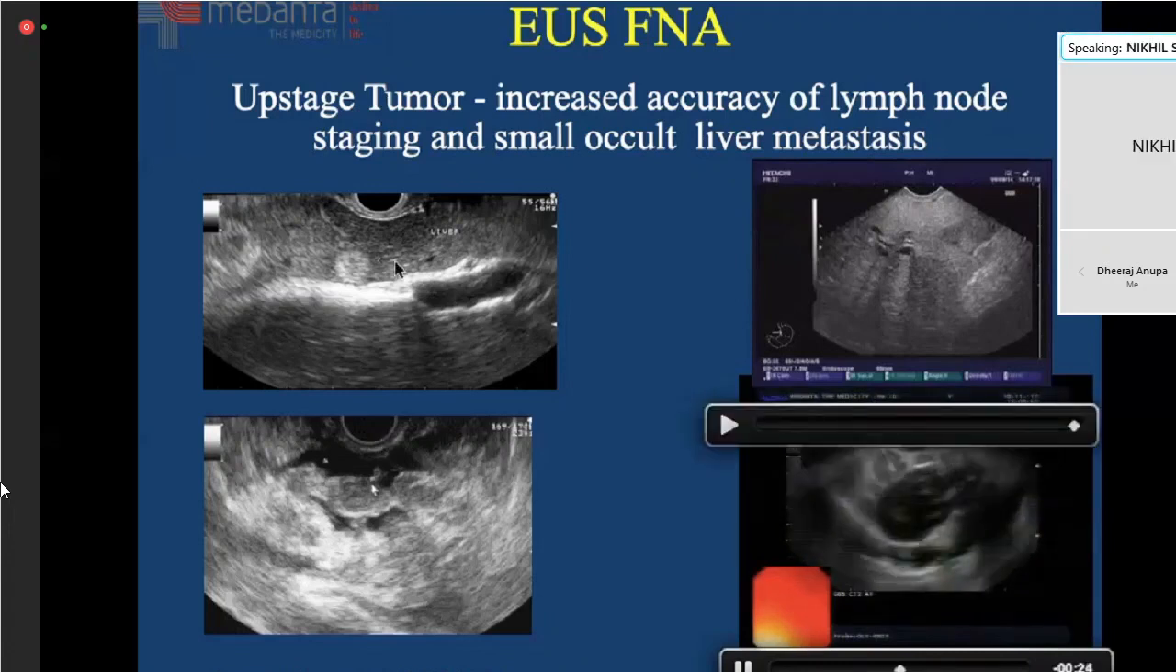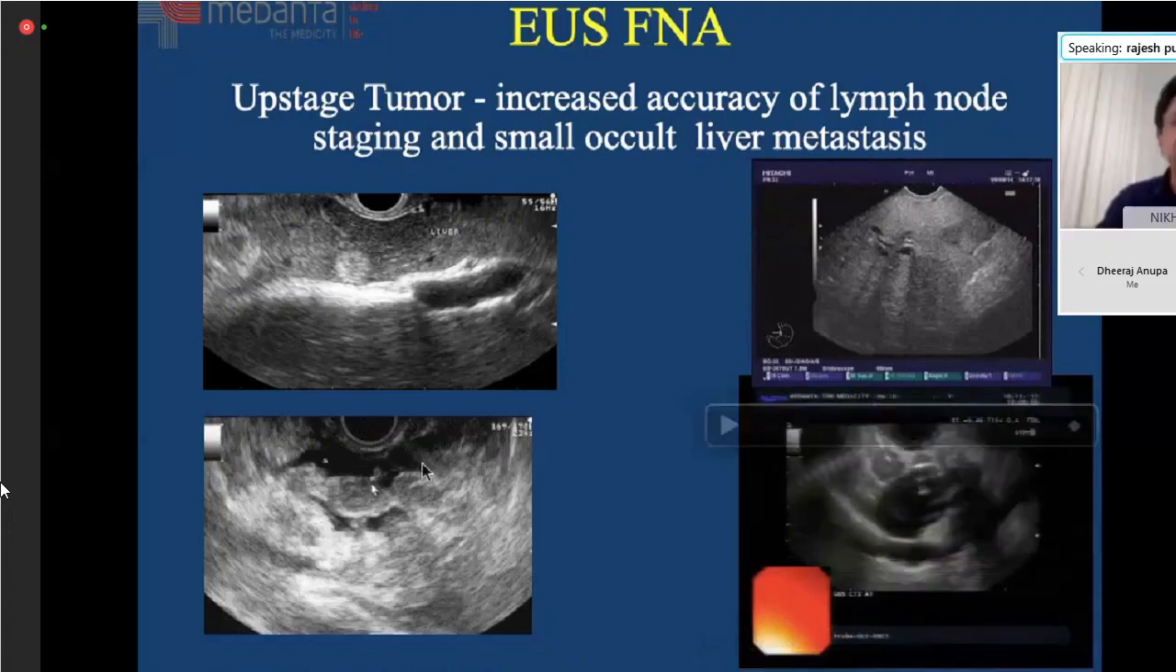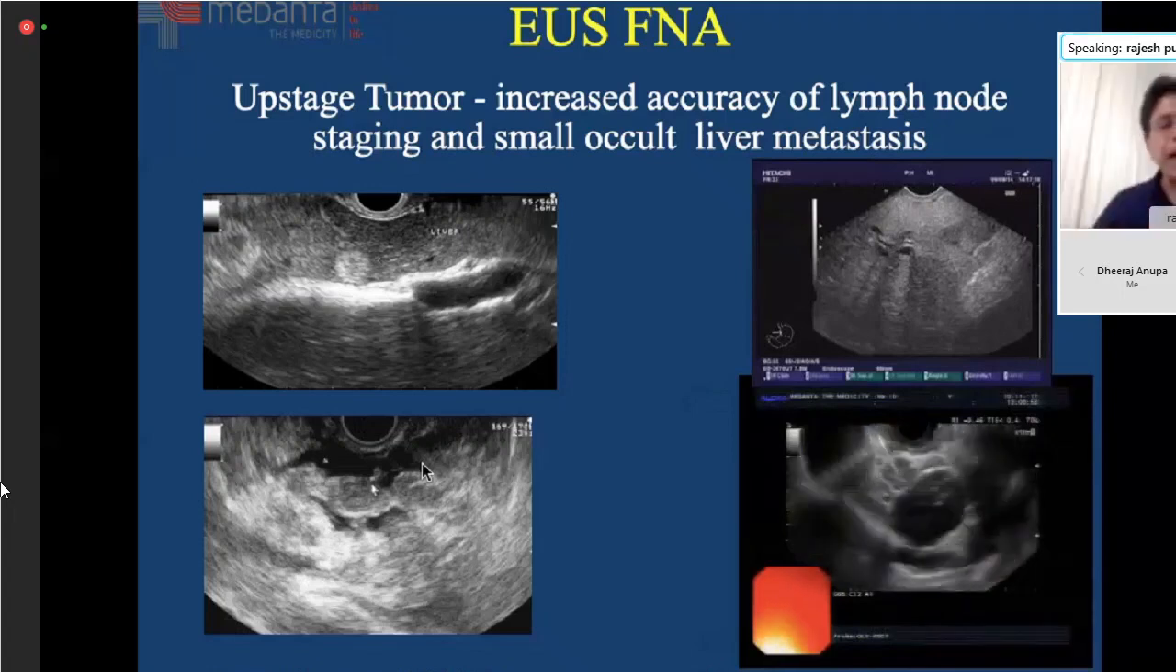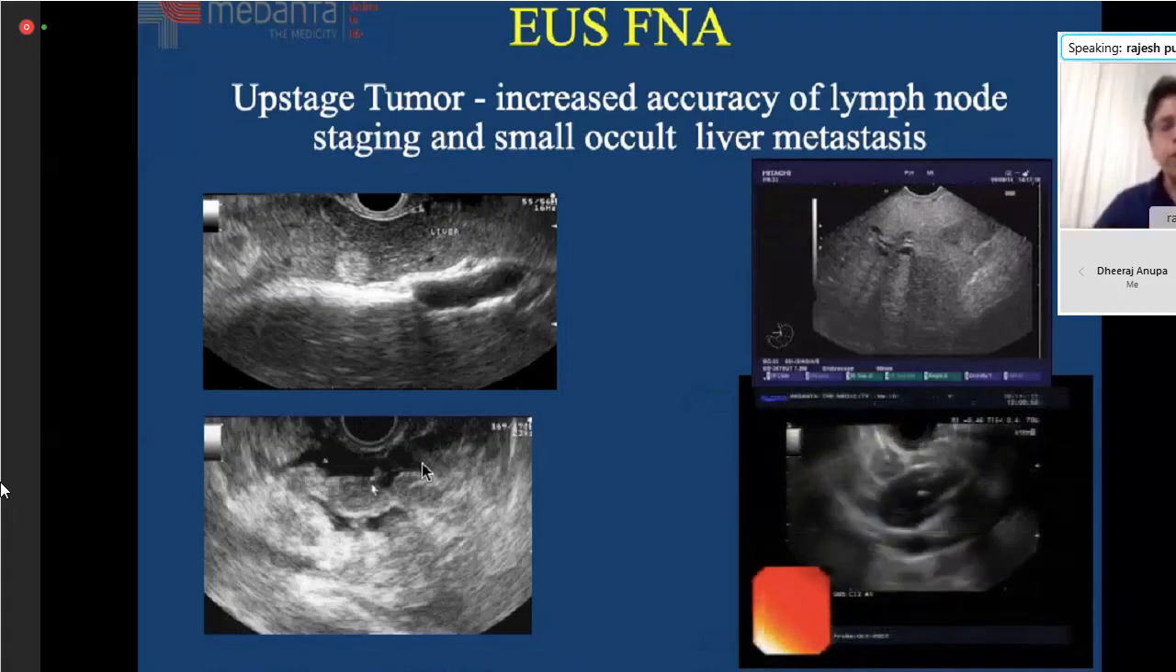Small liver metastasis or a small amount of ascites, which is not visible on the CT scan, you can tap it. If it is positive for the cancer, the operable patients become inoperable. So doing an investigation which helps in staging of the tumor, I think, is mandatory for pancreatic cancer.